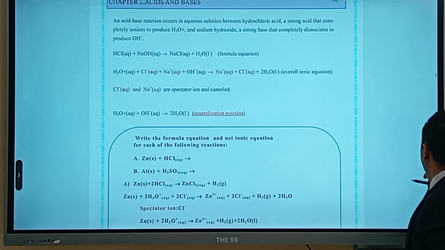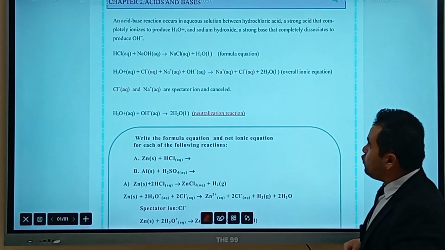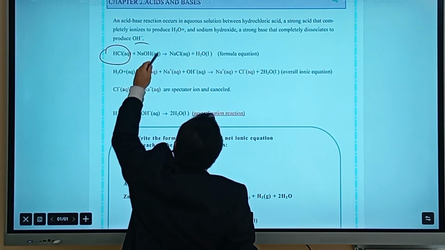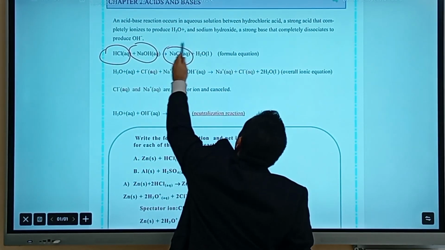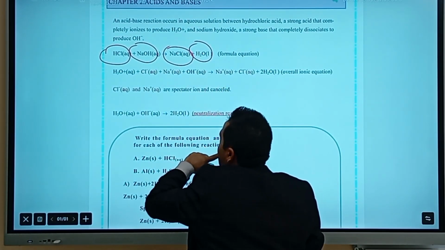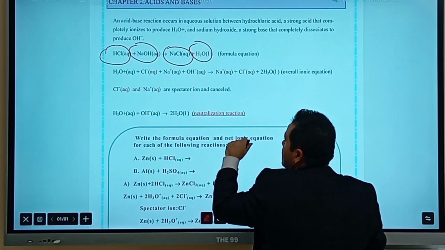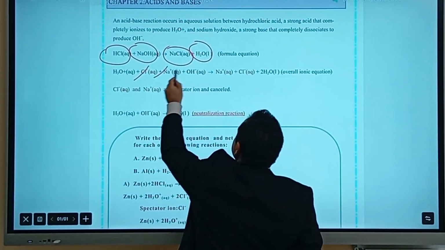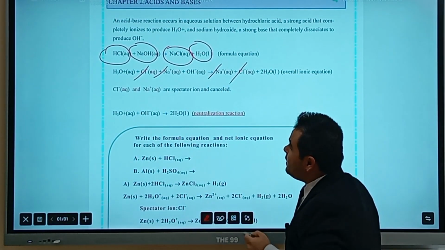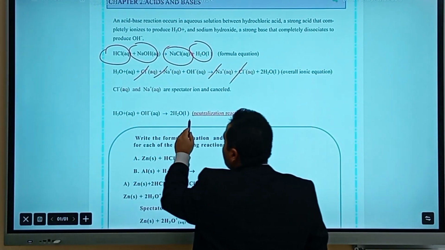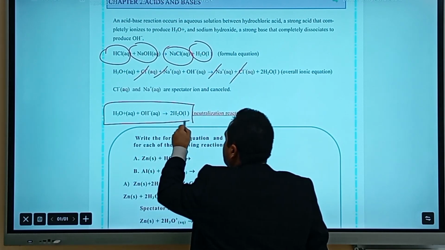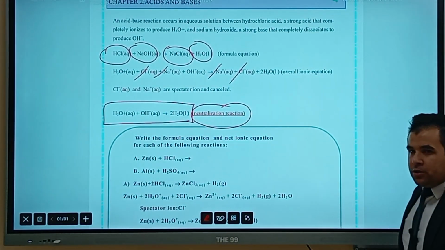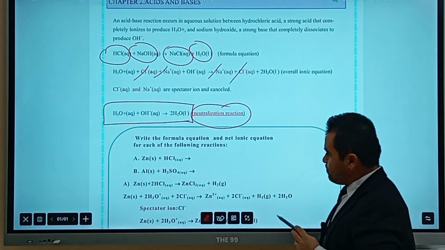Guys, we have this neutralization reaction between HCl and NaOH. They produce a salt and H2O. In order to write the net ionic equation, we have to write the overall equation. So the Na and Cl cancel because they are spectators. What's the remainder? The remainder is hydronium plus hydroxide forming 2H2O, and this is the neutralization reaction for the process.